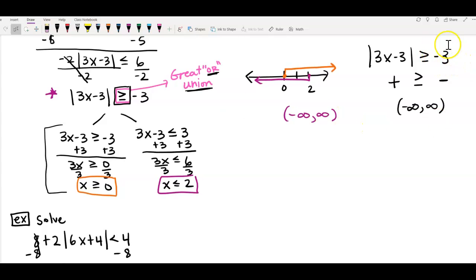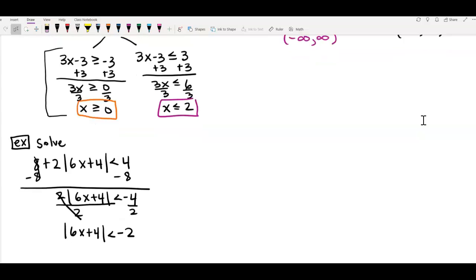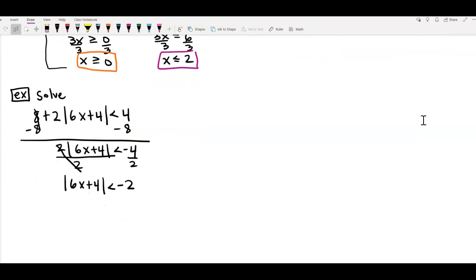We had a negative, right? It was greater than a negative. Positive greater than a negative, yes, that's always going to happen. But here, we're saying a positive is less than a negative. When is a positive less than a negative? That's never, right? Positives are always greater than negatives.